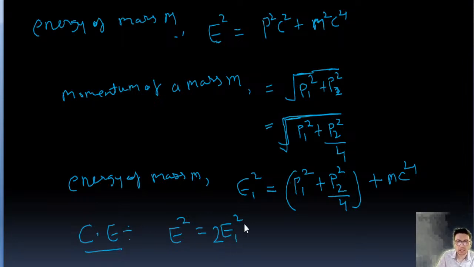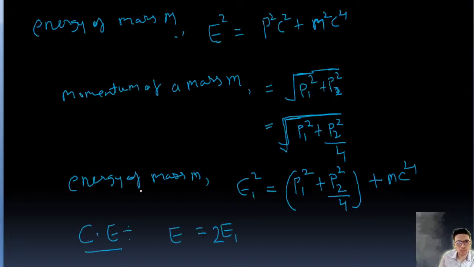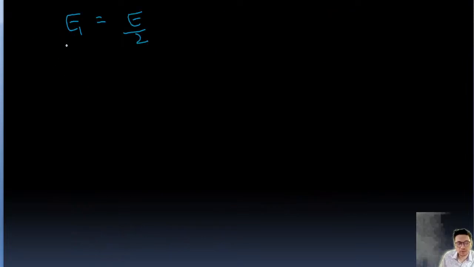Now from here we can get the value of E1. I'll write on the next page. Sorry, this is not E1 square, guys. We are using conservation of energy, so this is E equal to 2E1, and from here E1 equal to E by 2. Simple mathematics. Now squaring both sides, this is going to be E1 square equal to E square upon 4.